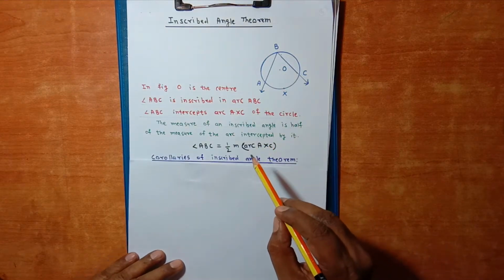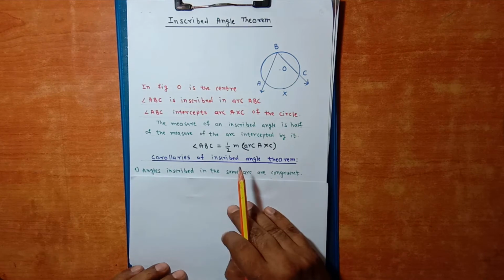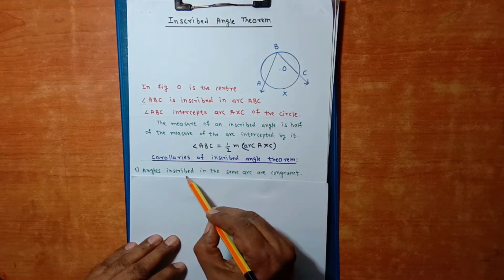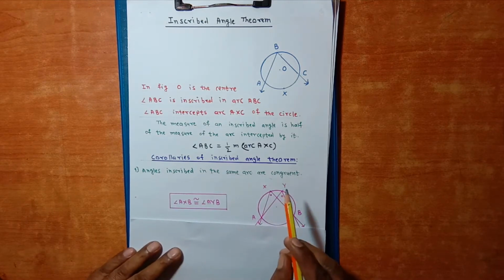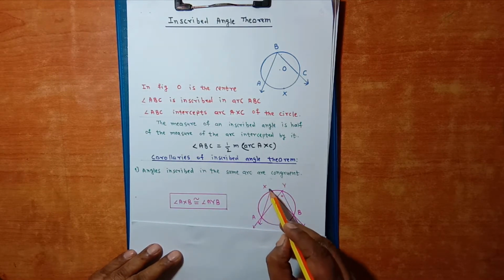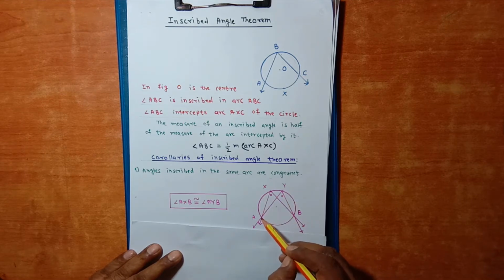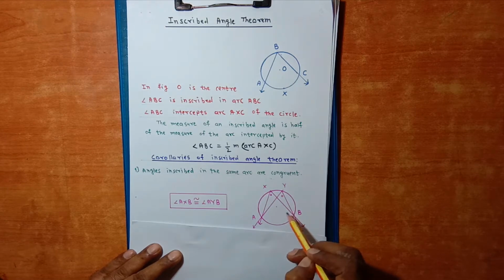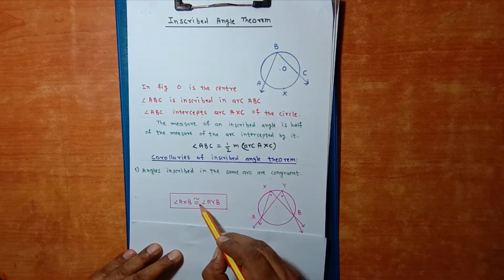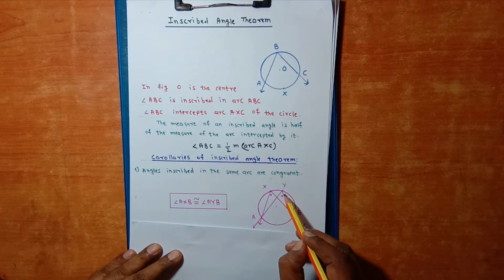Now we will study some corollaries of the inscribed angle theorem. The first corollary is: angles inscribed in the same arc are congruent. Here angle AXB and angle AYB, these two angles are inscribed in the arc AXB. Now angle AXB is congruent with angle AYB. Both these angles will be congruent with each other.